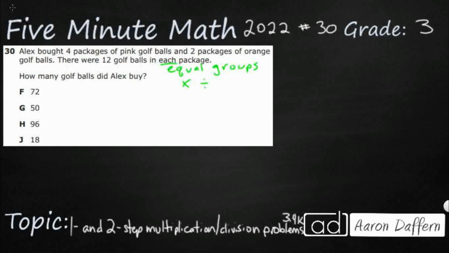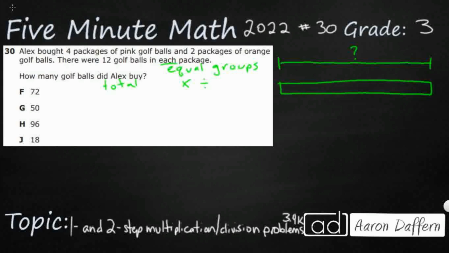All right, so you could draw a strip diagram if we want to. We can also just draw a regular picture. I'll kind of do it both ways, right? So how many golf balls did Alex buy? That's our total. So our total is unknown, right? So what we could do is we could just try to kind of separate it like this, right? So I'm going to cut it in thirds. If I can cut each third in half, I'm going to get 6.